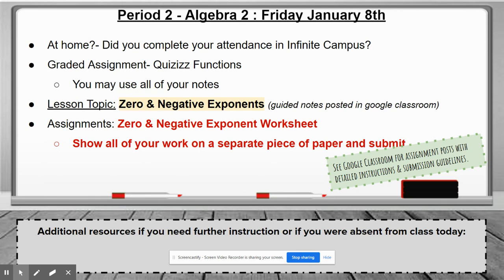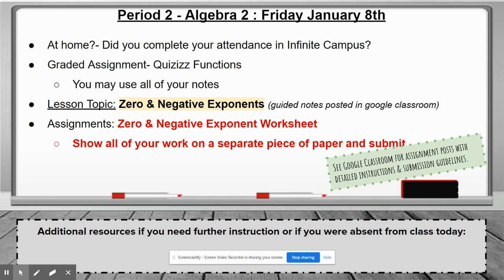You may use all of your notes on this assignment, but you may not talk to one another about it. You can't look other things up. After that, the rest of this video is going to be about zero and negative exponents. There's guided notes posted in Google Classroom.